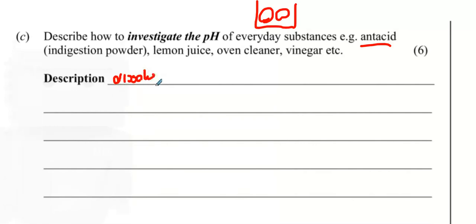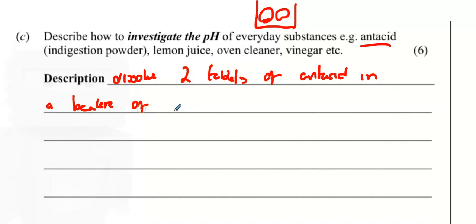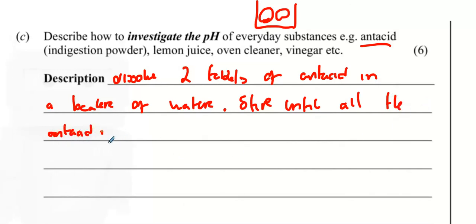Dissolve 2 tablets of antacid in a beaker of water. Stir until all the antacid is dissolved. I'll do it differently this time. I could use the pH meter, but I won't.